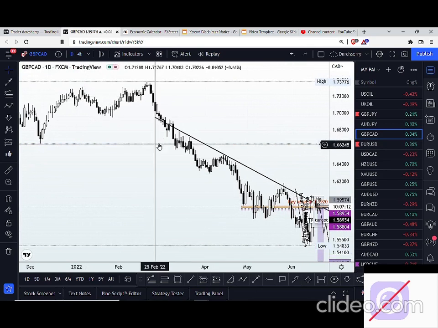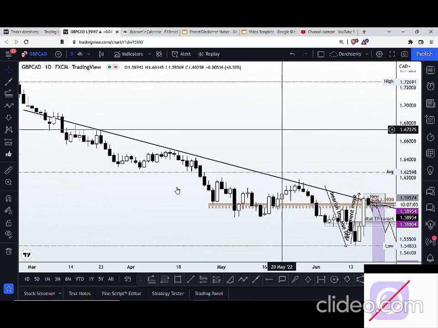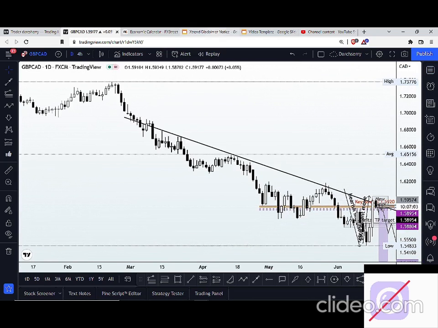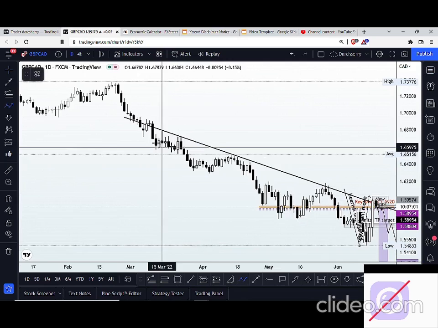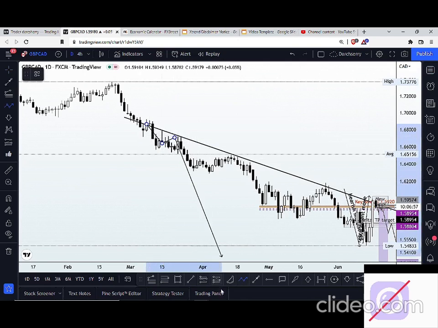Here on the daily time frame, if we look at what has been happening since the beginning of March of this year, we can see our price has been respecting that bearish trend line. Anytime price comes into that trend line, we see a rejection of that area.